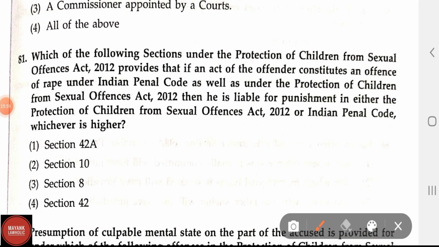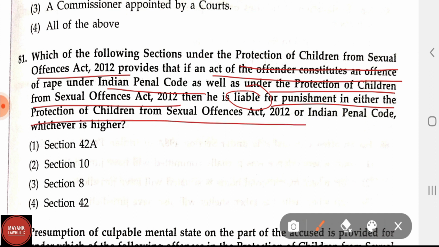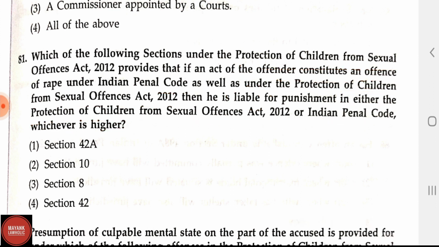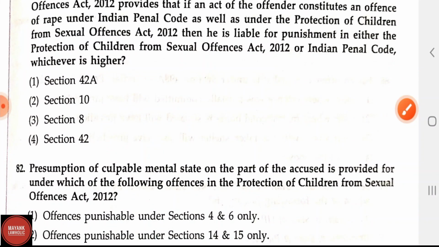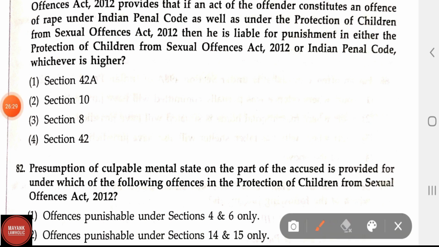Which of the following sections under the Protection of Children from Sexual Offences Act 2012, POCSO, provides that if an act of the offender constitutes an offence of rape under IPC as well as under the Protection of Children from Sexual Offences Act 2012, then he is liable for punishment under either the Protection of Children from Sexual Offences Act 2012 or IPC, whichever is higher? The options are Section 42A, Section 10, Section 8 or Section 42. Here the correct answer is Section 42. POCSO Act 2012, Section 42 talks about alternate punishment.